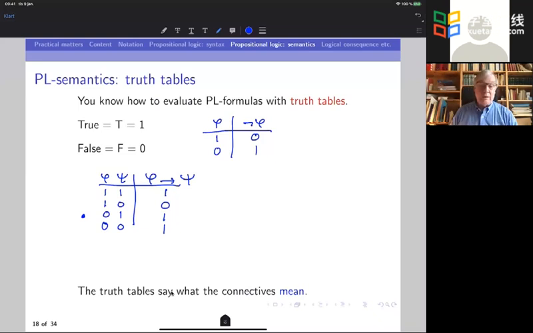Well, you could say that it's by stipulation, but this is simply the definition of what this arrow means. It's called material implication. It's not the same as the word implies in English or Chinese, or follows from. That's another kind of implication.